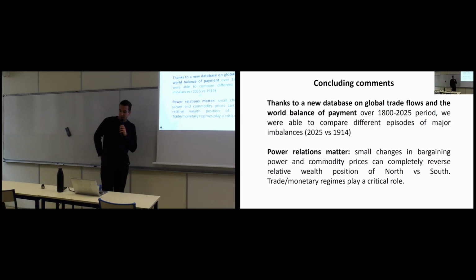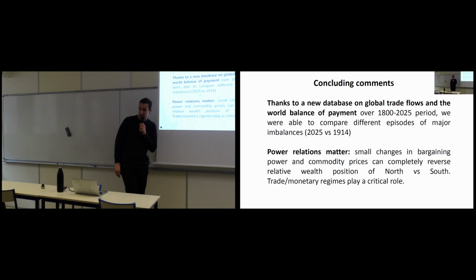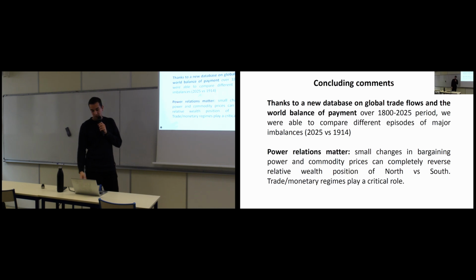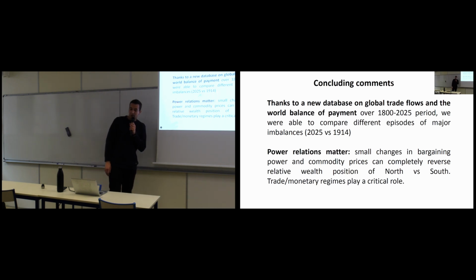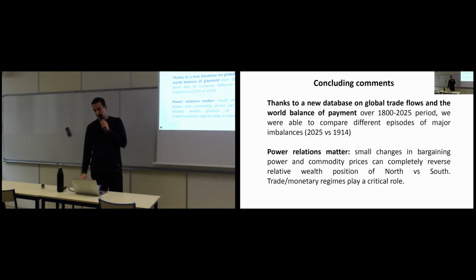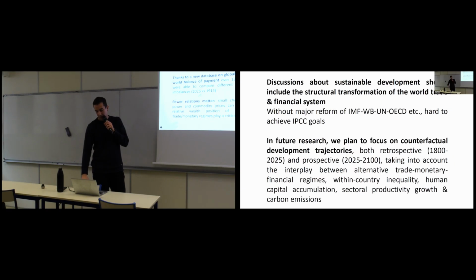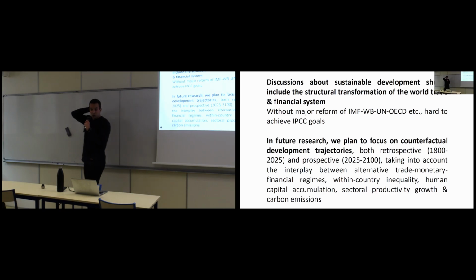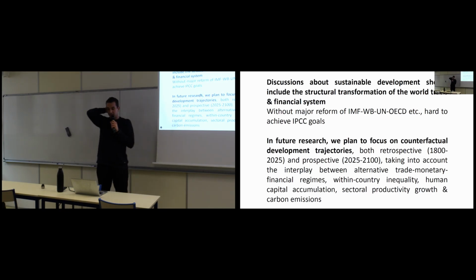Let me conclude by saying that thanks to this new database on global trade flows and the world balance of payments over these 200 years, we are able to compare the different episodes of imbalances today with the past. We argue that power relations matter. Small changes in bargaining power and commodity prices can completely reverse the relative wealth position of North versus South. Trade and monetary regimes play a critical role.